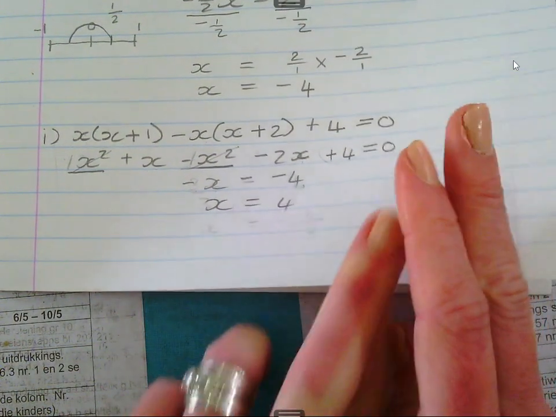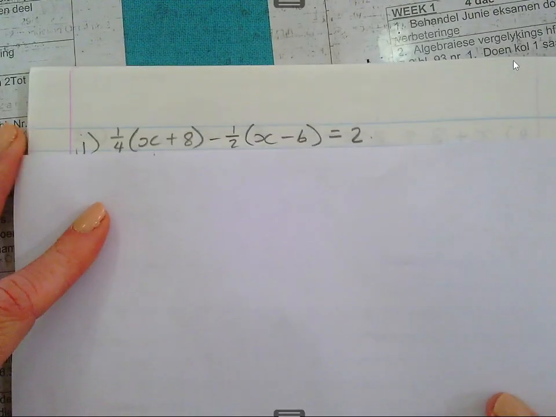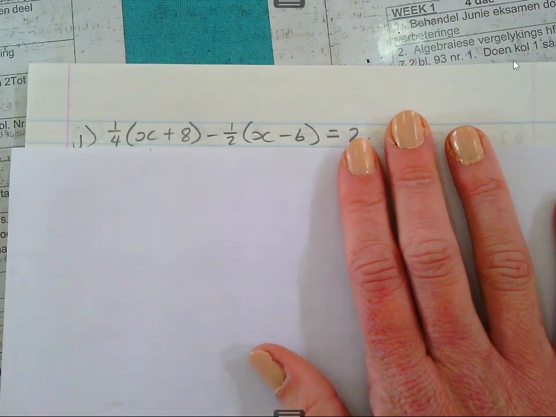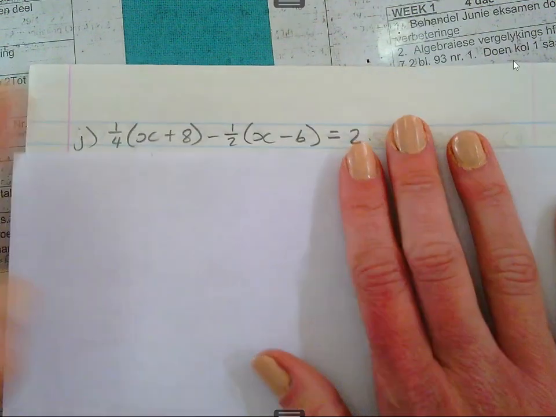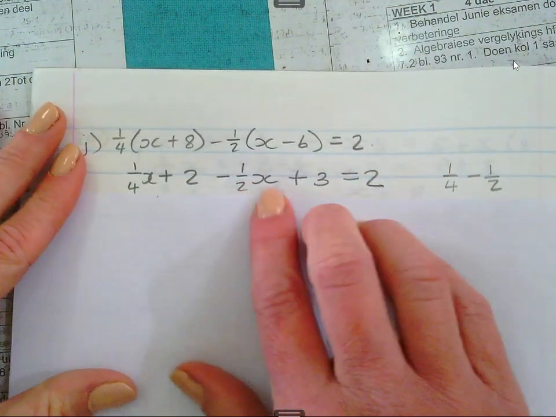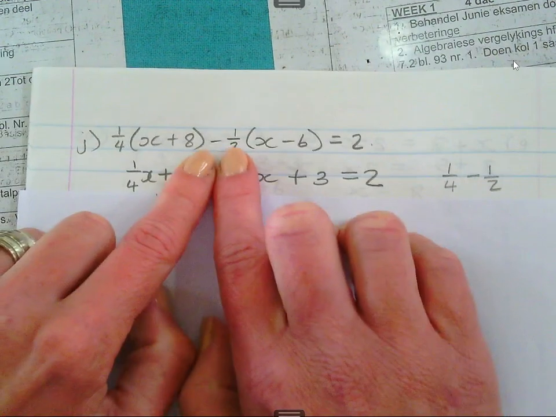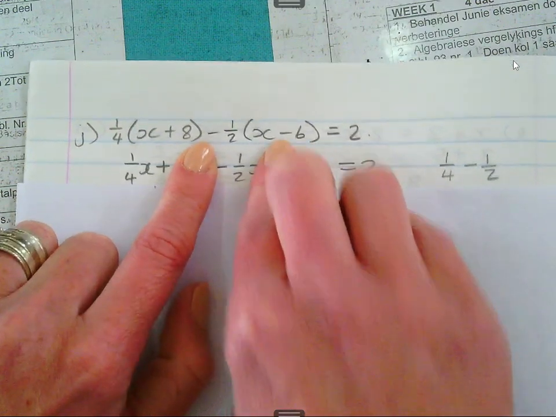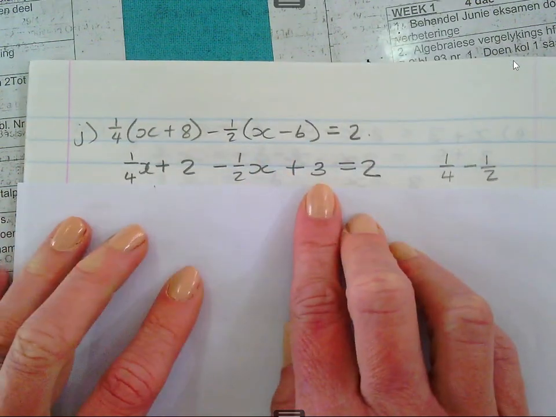Okay. Then we go on to the last one. It had fractions in again. So I've got a quarter times x will be a quarter x. And a quarter times 8 is just going to be 8 divided by 4, which gives me 2. Then I have a half minus a half x. And then remember, it's minus a half being multiplied with minus 6. That gives me positive 3 equal to 2.